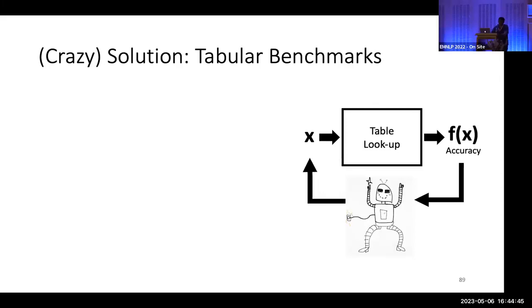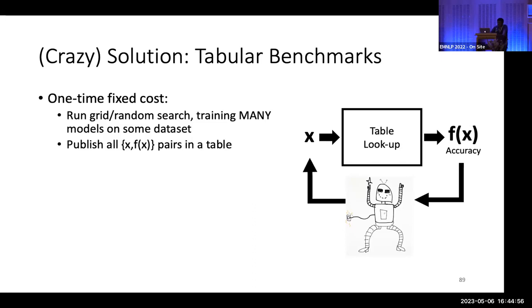Here's one solution, and this is sort of what we did when we went into this field, trying to do it for NLP. It's called tabular benchmarks. The idea is you basically run grid search or random search over your data set, and you do a one-time fixed cost. You try every single thing you can think of, and then you just save all the results. Basically here, X is the different hyperparameters, f of X is, say, the accuracy of each of those models. So I just put them in a table and put it on GitHub, right?